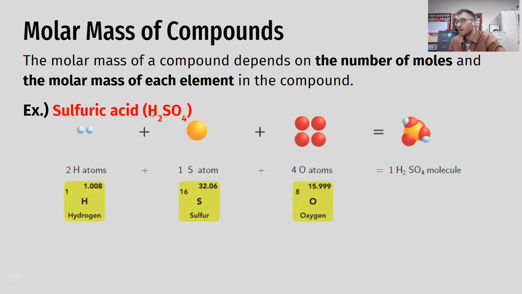So in H2SO4, there are 2 hydrogens. In 2 hydrogens, 1 hydrogen has a mass of 1.008. But since there are 2 of them in the formula, that's what this subscript 2 is telling us, we're going to multiply the mass of 1 by 2 because there are 2 of them.